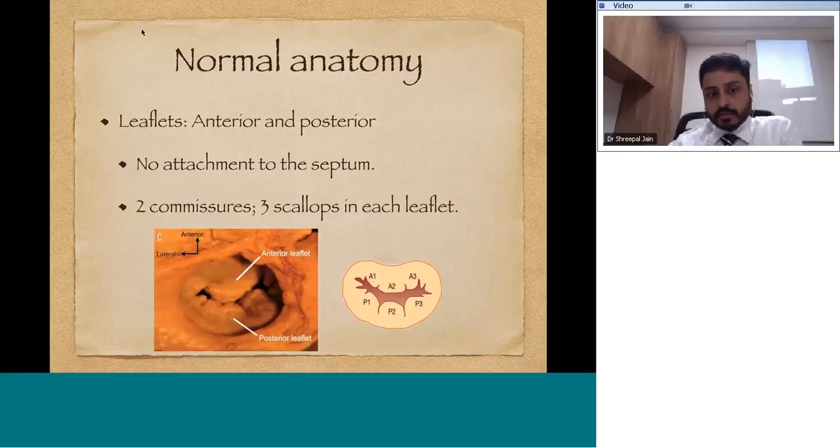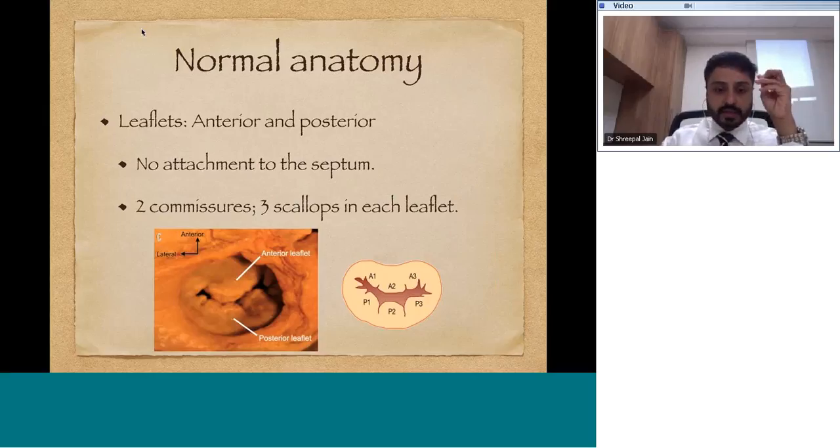Coming to the leaflets, mainly two leaflets, anterior as well as posterior. The leaflets are composed of a collagenous peripheral fibrosa and a medial portion which is myxomatous tissue, also called spongiosa. As we all know, the mitral leaflets do not have any attachment to the septum, and that's one of the ways by which you can differentiate a mitral valve from the tricuspid valve.